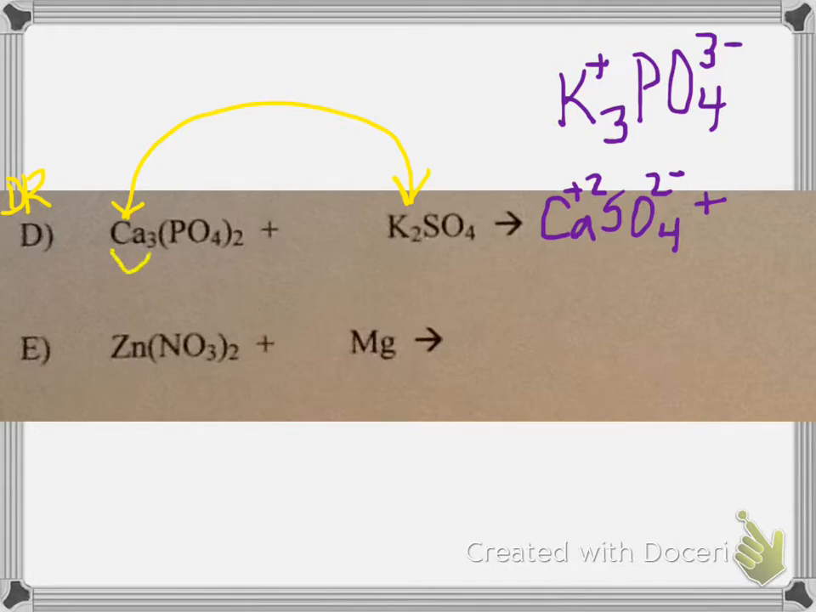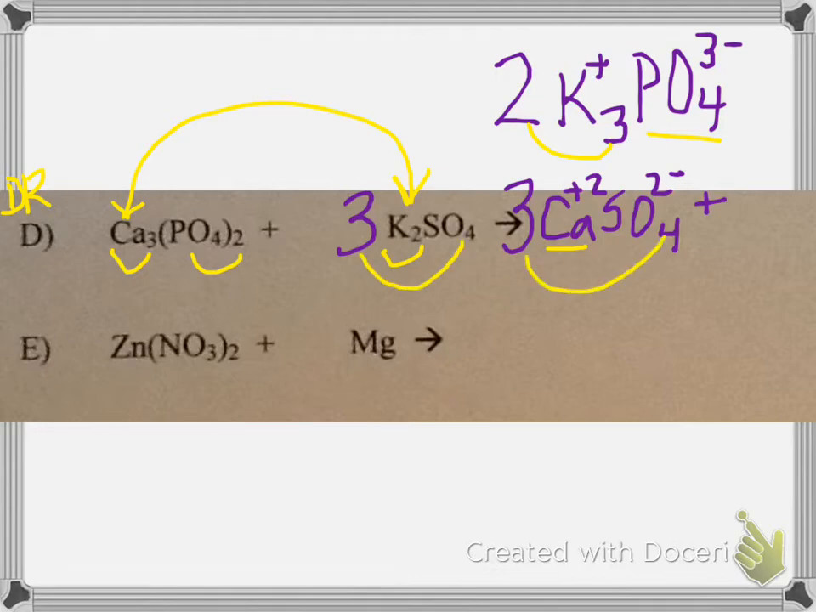I have 3 calcium, I have 1 calcium, I need a coefficient of 3 in front of calcium sulfate. I have 2 phosphates, I have 1 phosphate, I need a coefficient of 2 in front of potassium phosphate. 2 potassiums, I have 6 potassiums, I need a coefficient of 3 in front of potassium sulfate. I have 3 sulfates, I have 3 sulfates. This is now properly balanced.